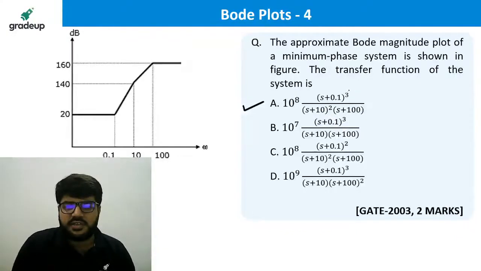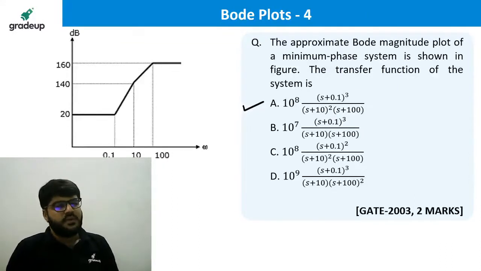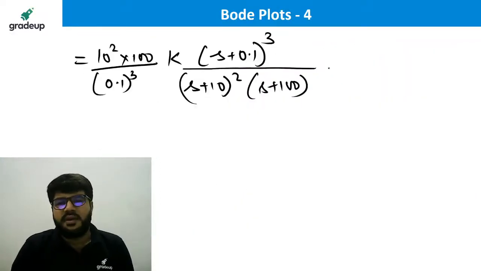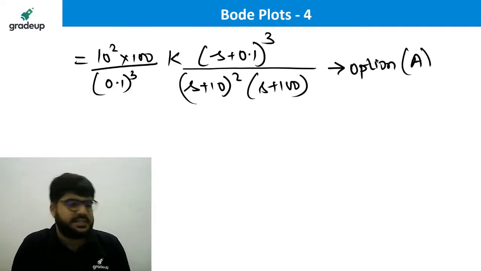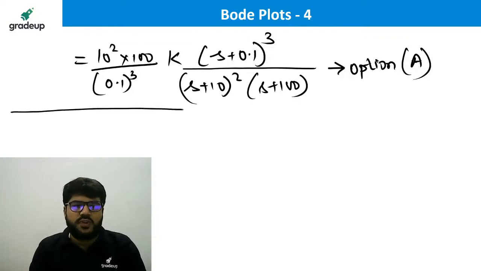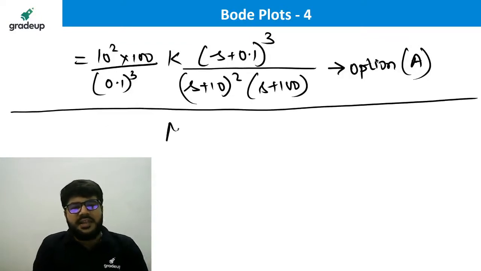This is 3 zeros, this is 2 poles and this is a single pole. Option number A matches. Okay. Rest, if you want, you can find the value of K, but from here option number A directly matches up. No need to check anything else. But still, if you want to know how to find the value of K, that is again the initial part formula.